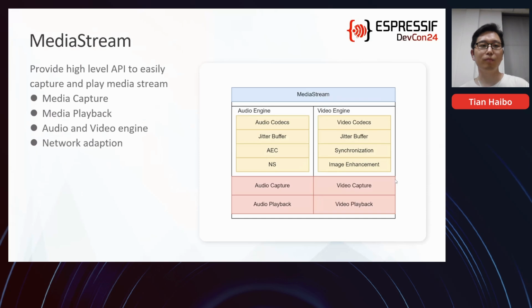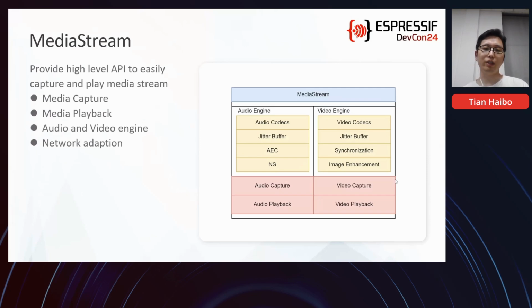Media stream provides high-level APIs to easily do capture and playback. It contains the following parts: media capture, which consists of audio capture and video capture, and media playback, which also includes audio playback and video playback.